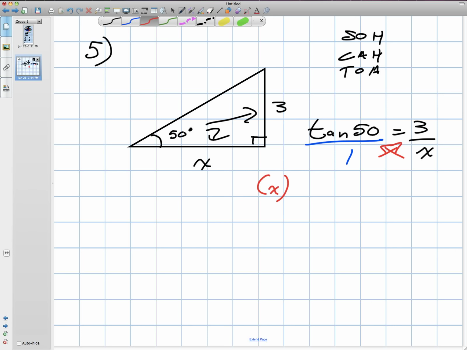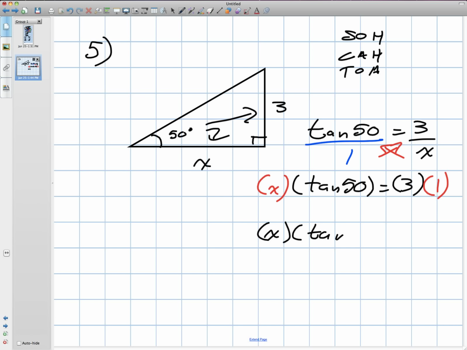So we'd get x times tan 50 is equal to 3 times 1. Now, 3 times 1, is that going to change 3? No. So we really didn't have to bring that part over. So essentially we'll have x times tan 50 is equal to 3.